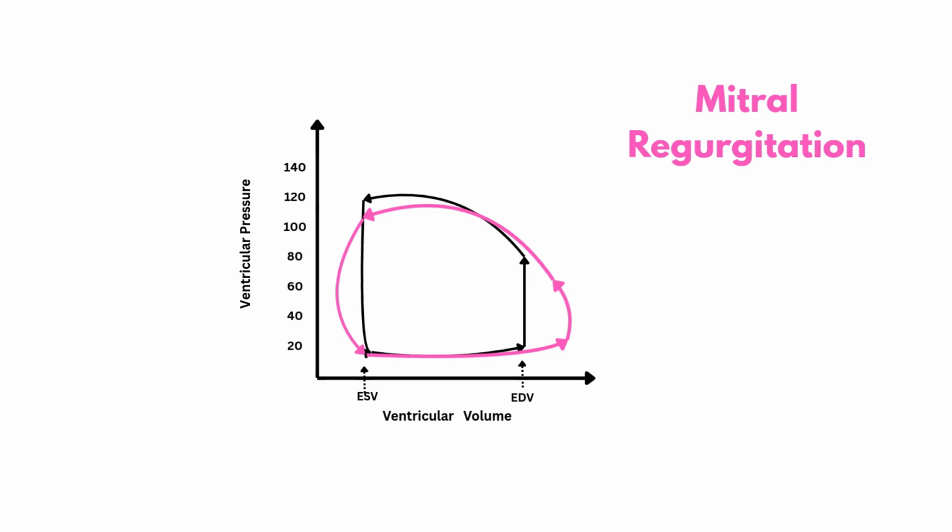So the takeaway that I want you to put into mind is that if you see a pressure volume loop that looks kind of lopsided, like an overstuffed pillow with no vertical sides, you're most likely looking at the pressure volume loop of mitral regurgitation.